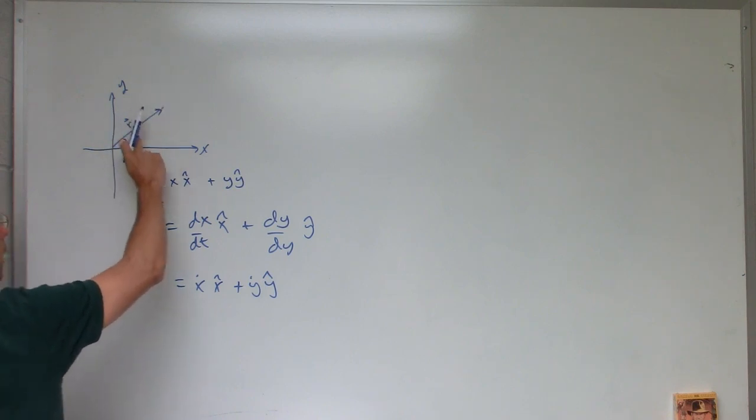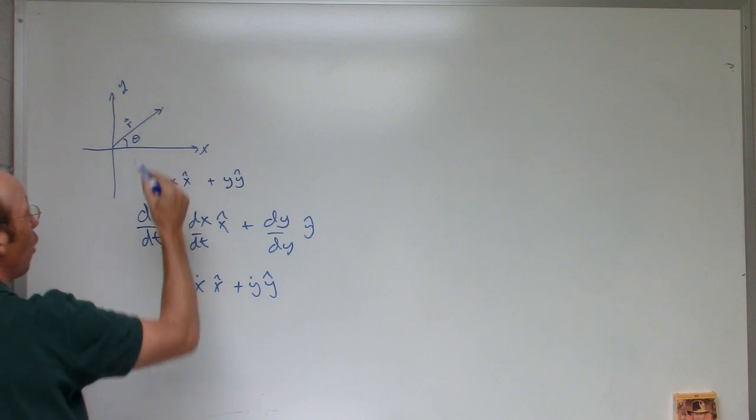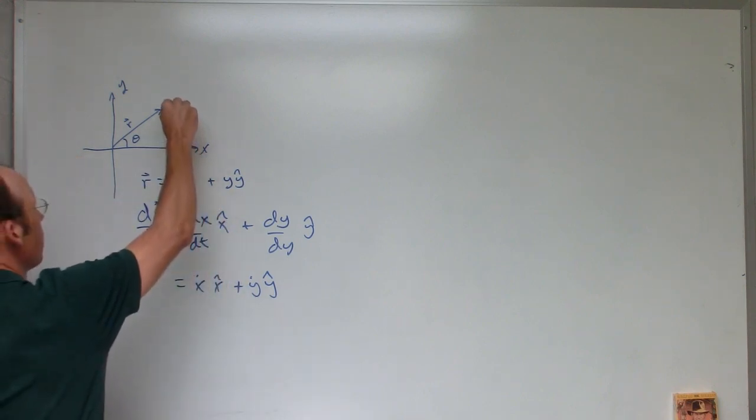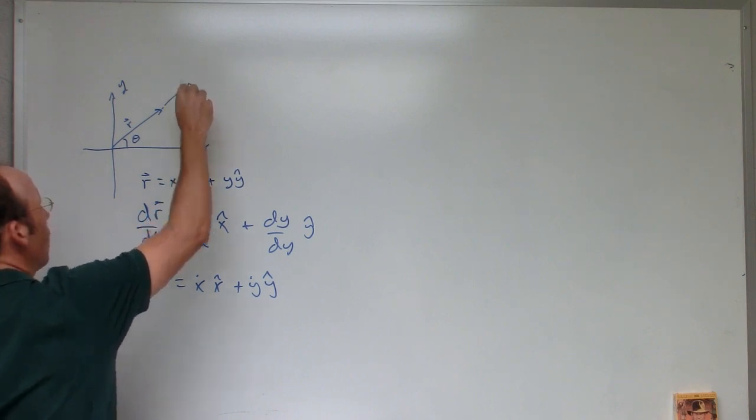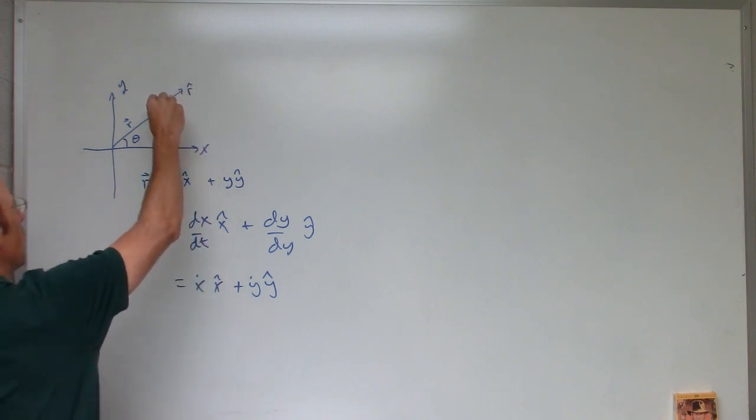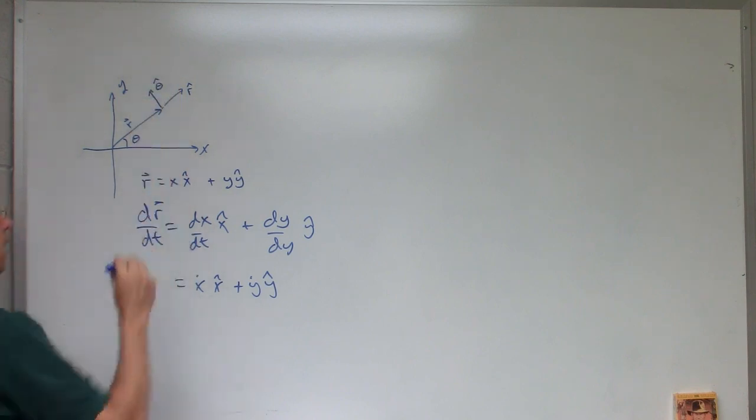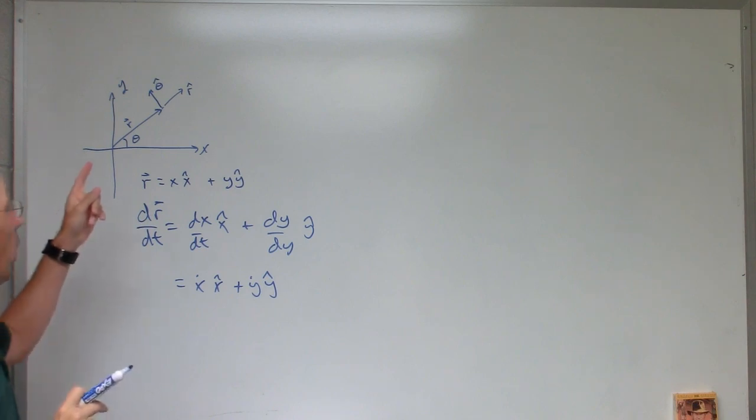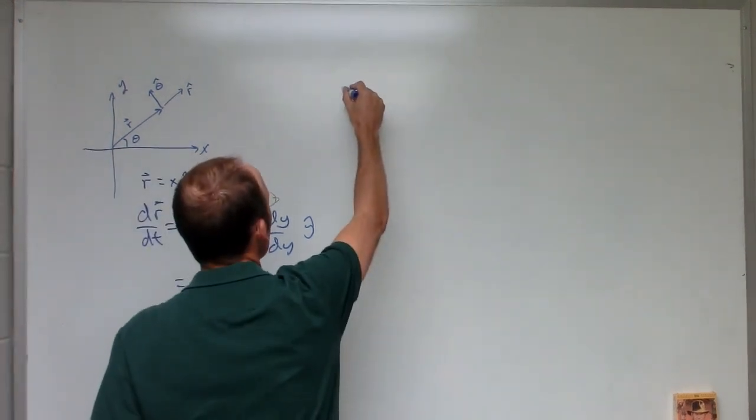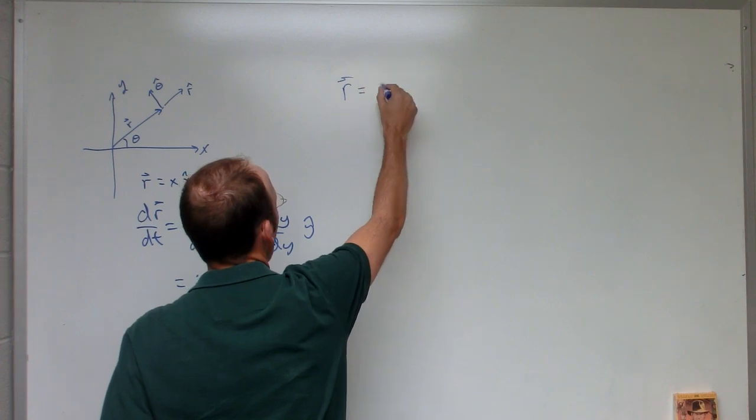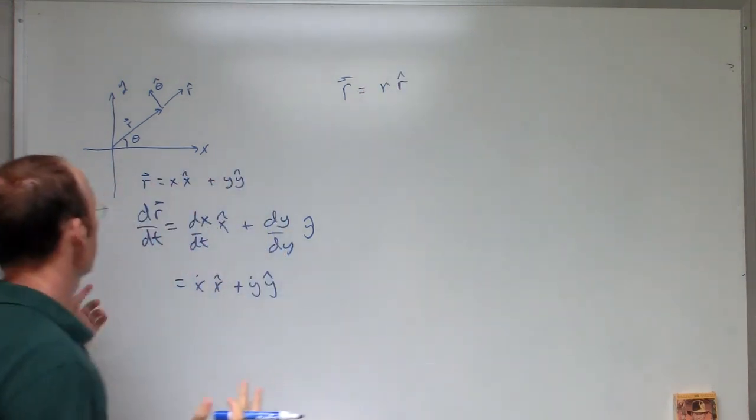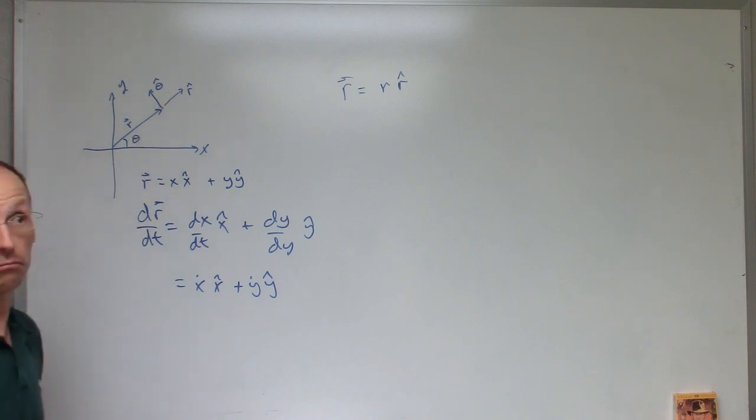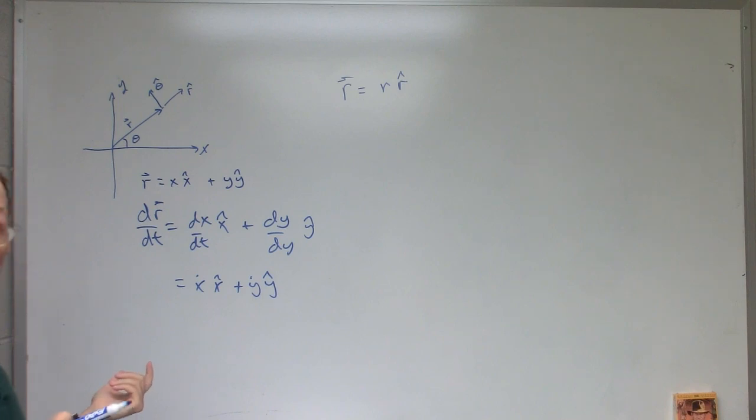Now, if I want to use polar coordinates, then I have the scalar value r and the angle theta. So I need unit vectors in polar coordinates. It would look like this: r hat is that way, the direction of changing r, and theta hat that way, the direction of changing theta. So if I want to write r in terms of polar coordinates, it's not too bad. It's r hat. That's it, right? Because that's my distance r in the direction of r hat.